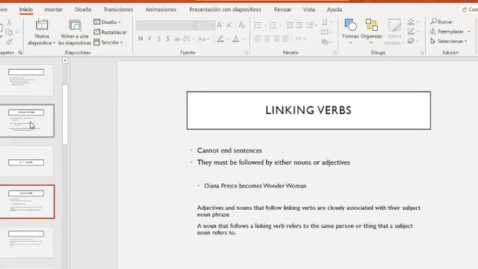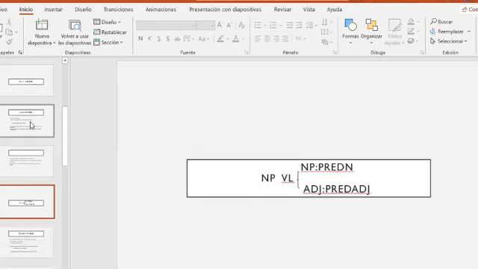Linking verbs, well, we have no problem. Now considering that B is a linking verb, the only difference is that with B, you add what? A prepositional phrase, right? So we have no problem.